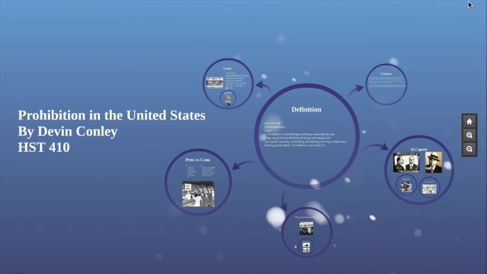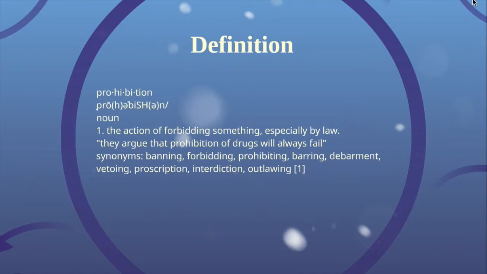I am Devin Conley. Today I will be teaching you about prohibition, so let's get started. So what is prohibition? By definition, prohibition is the action of forbidding something, especially by law. Prohibition is very commonly affiliated with the U.S. during the ban on alcohol during the 1920s through 1933.